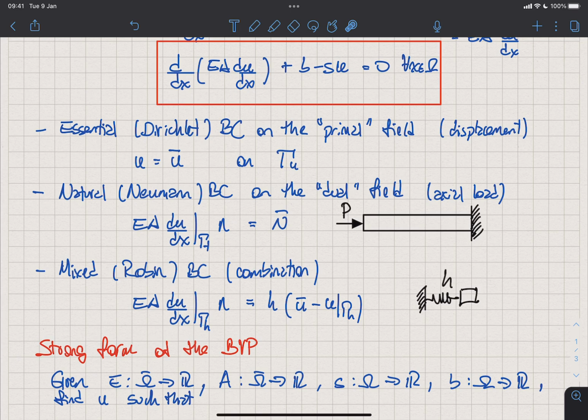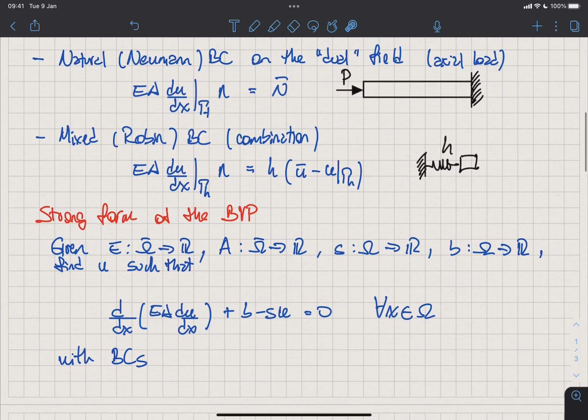In other problems like heat conduction, the primal field is going to be the temperature, right? But this is elasticity, so the primal field is displacements. You have natural boundary conditions, or Neumann, on the dual field. So in this case, the tractions, or the axial force in this particular one-dimensional case, would be our natural boundary condition. And then you have mixed boundary conditions, which are, as the name implies, a combination of the previous two.